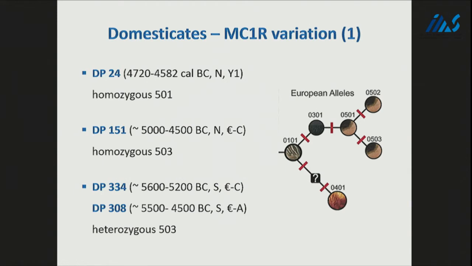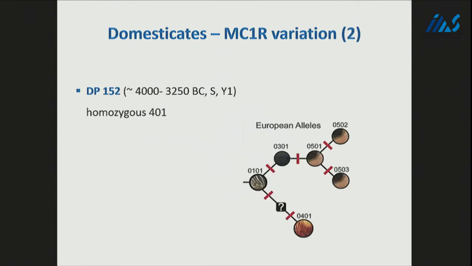We also found animals in southern Germany that carry mutations, however, only in the heterozygous state. And we found something really neat in this animal from the south. We saw that it is homozygous for the haplotype 401, and 401 you find here, and this means that this animal had a red coat color.